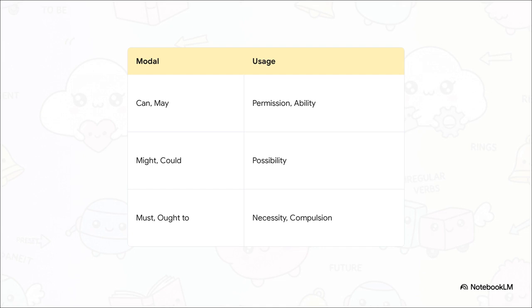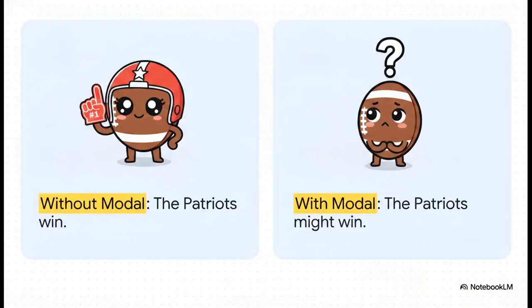Swap that out for might or could, and suddenly you're just talking about a possibility. But drop in a must or ought to, wow, you've just changed the entire attitude of the sentence to strict necessity or total compulsion. And this brilliantly illustrates the point.